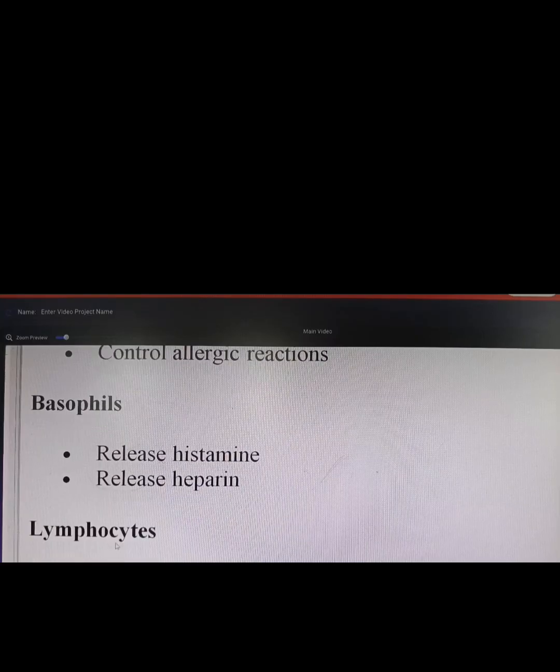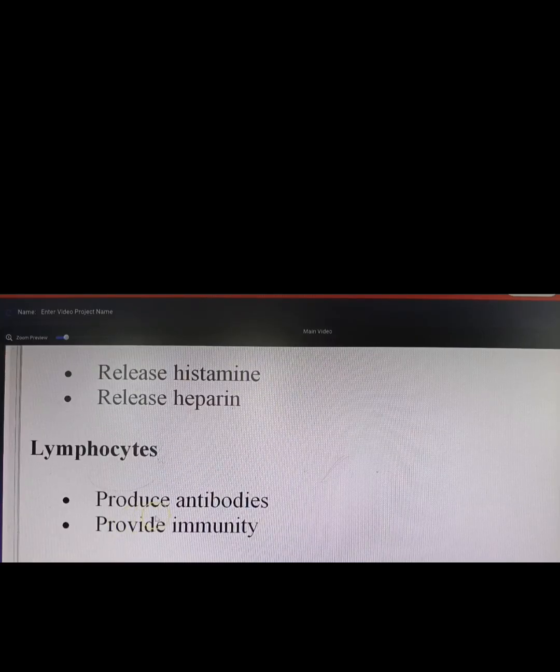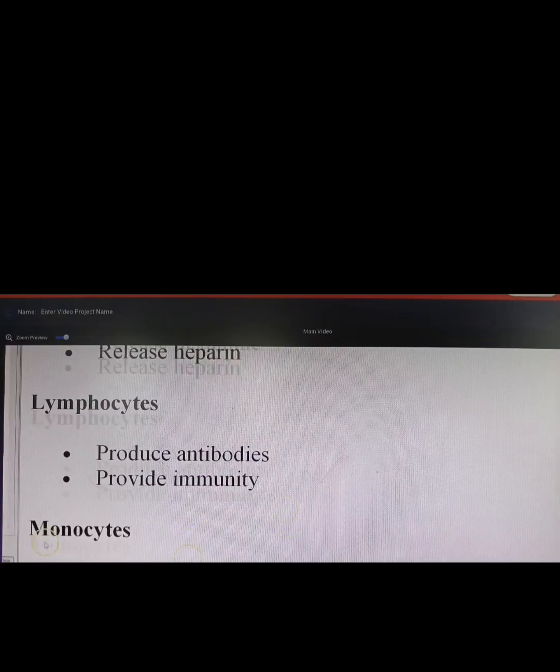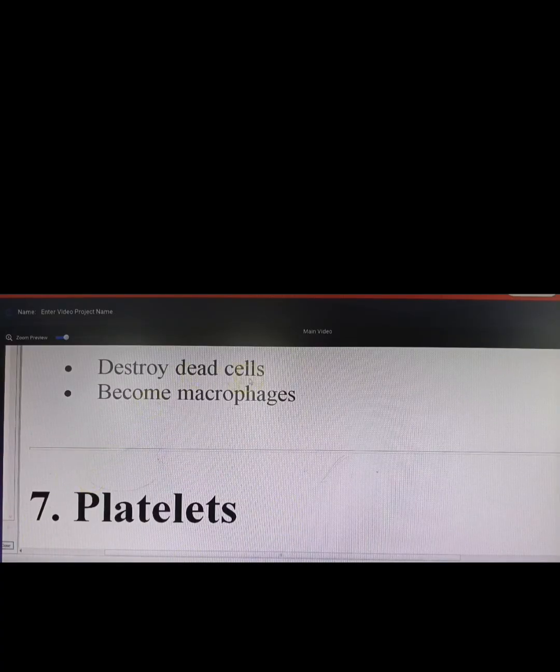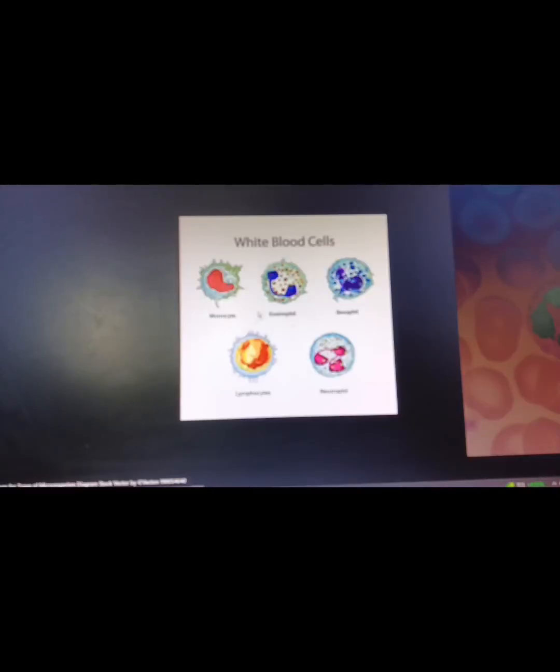Next one is lymphocytes. They produce antibodies and provide immunity. Next one is monocytes. Monocytes destroy dead cells in our body and become macrophages. Macrophages are large phagocytic cells that engulf and destroy bacteria, viruses, dead cells and other foreign particles which are present in our body.